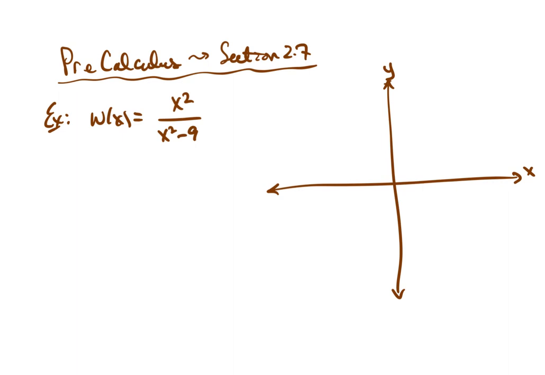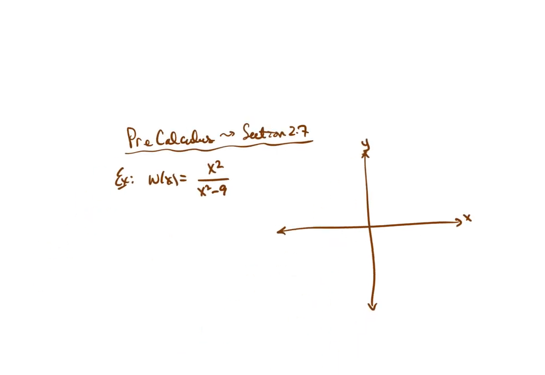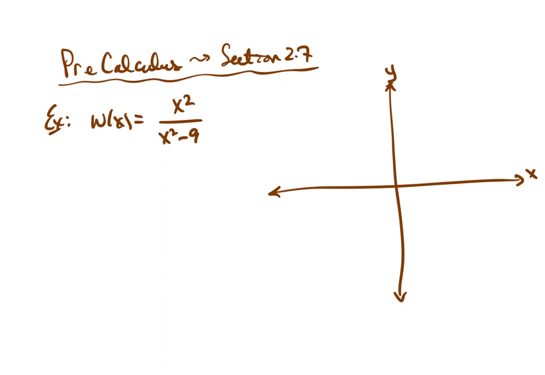Okay, two more examples of rational functions that I wanted to run through if you're willing to watch one more video. Here's the function w of x is equal to x squared over x squared minus 9. And once again, we're going to run through all of the steps involved in getting a hand-drawn function.